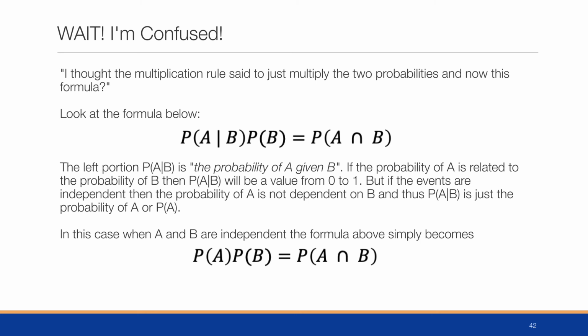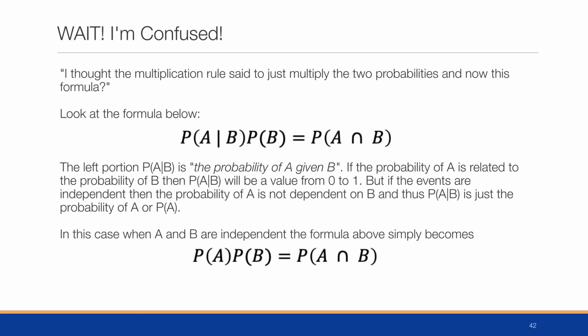Okay, so completely confused. I thought the multiplication rule said to just multiply the two probabilities, and now we get this formula? Well, let's take a look at the formula a little closer. We have our probability A given B times the probability of B, and this we said is the intersection of A and B. So if the probability of A is related to the probability of B, then the probability of A over B will be a value between 0 and 1.